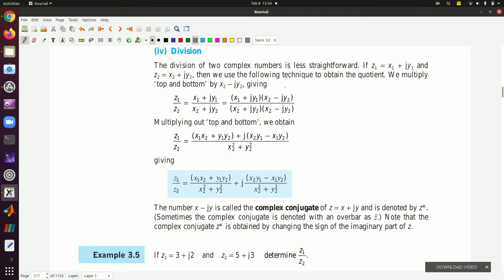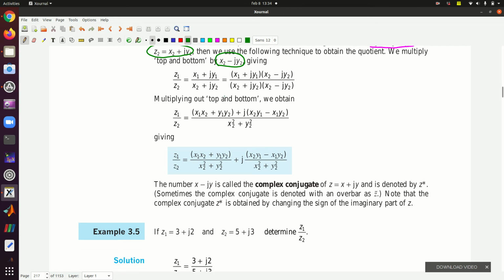Division is less straightforward. If this is our z1 and this is our z2, then we use the following technique to obtain the quotient. We multiply the bottom and top by x2 minus j2. So if I can jump here a little bit, we simply multiply by the complex conjugate, the complex conjugate of the denominator.